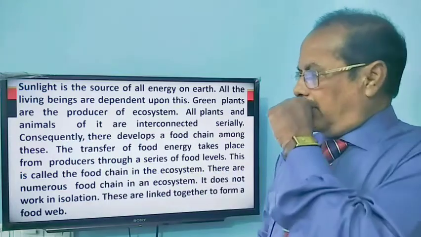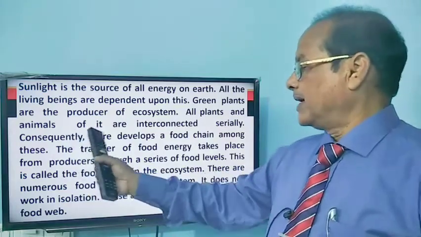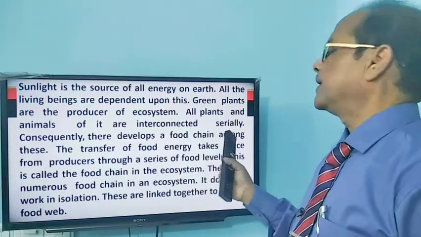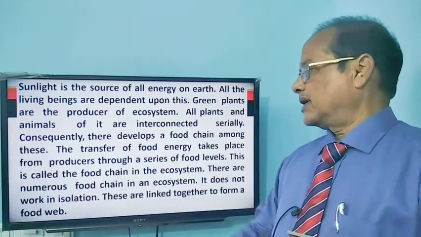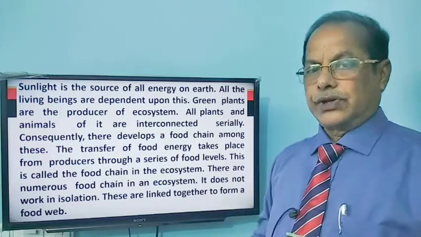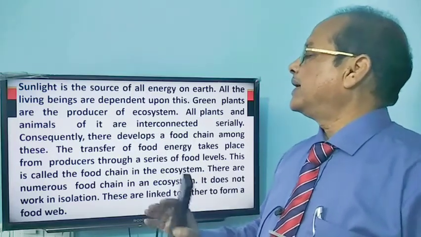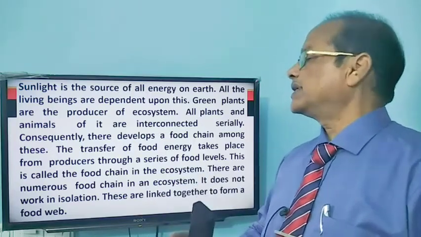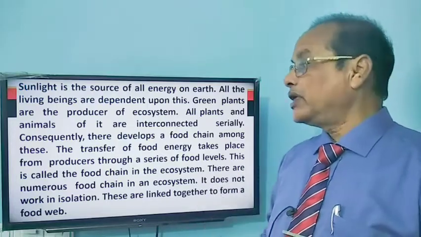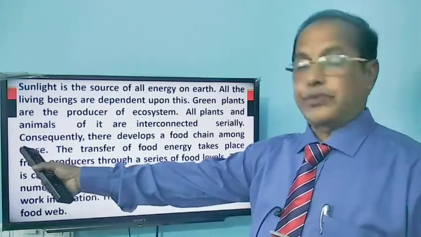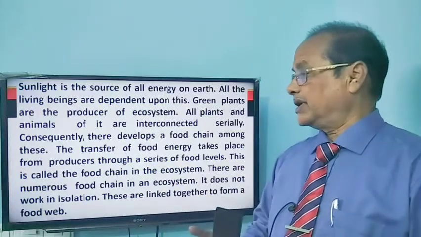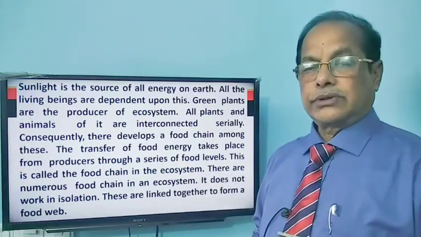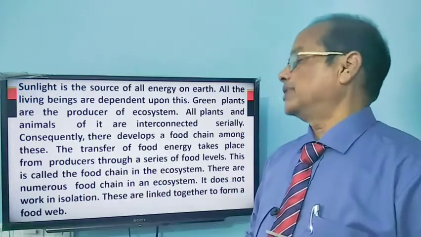Consequently, there develops a food chain among these. ফলে এগুলোর মধ্যে একটা খাদ্যের শৃঙ্খল তৈরি হয়. এগুলোর মধ্যে এই যে these, it's a pronoun. কিন্তু এই দিস দিয়ে বাক্যটা আমাদের পরিষ্কার হয়নি। এগুলোর মধ্যে খাদ্য শৃঙ্খলা তৈরি হয়, সেগুলো কোনগুলোর মধ্যে?